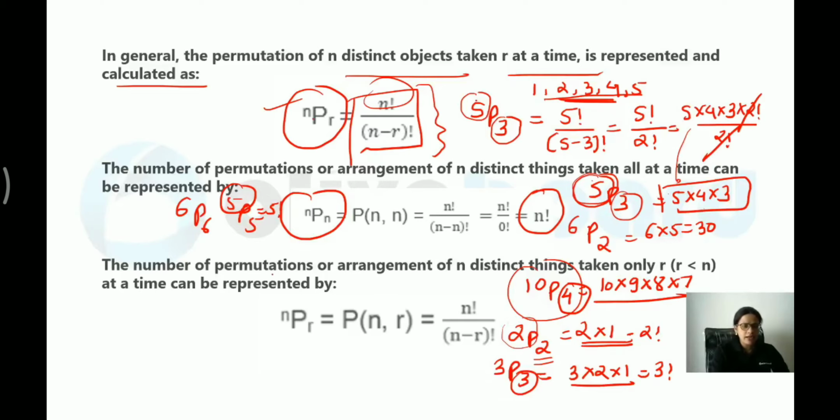Now when I'm talking about the arrangement of r objects, not the total objects. Here you are taking all at a time; here you are taking only r objects, not the total. So in this case, you have to use the definition. Now I think it is clear how to calculate the value over here. Now let us move on to the actual question based on these concepts.